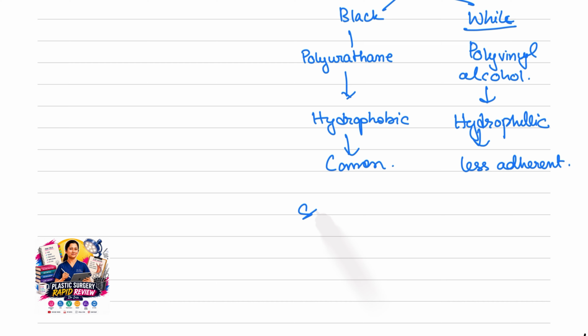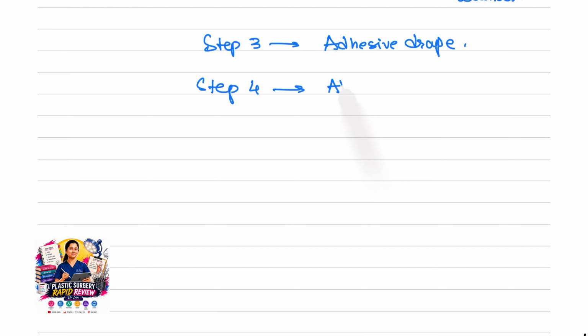Sometimes we can get a silver foam coated with antimicrobial silver and used in contaminated wounds. We come to the next step. We seal the wound with adhesive drape, which creates an airtight environment. And step 4, we apply the negative pressure.